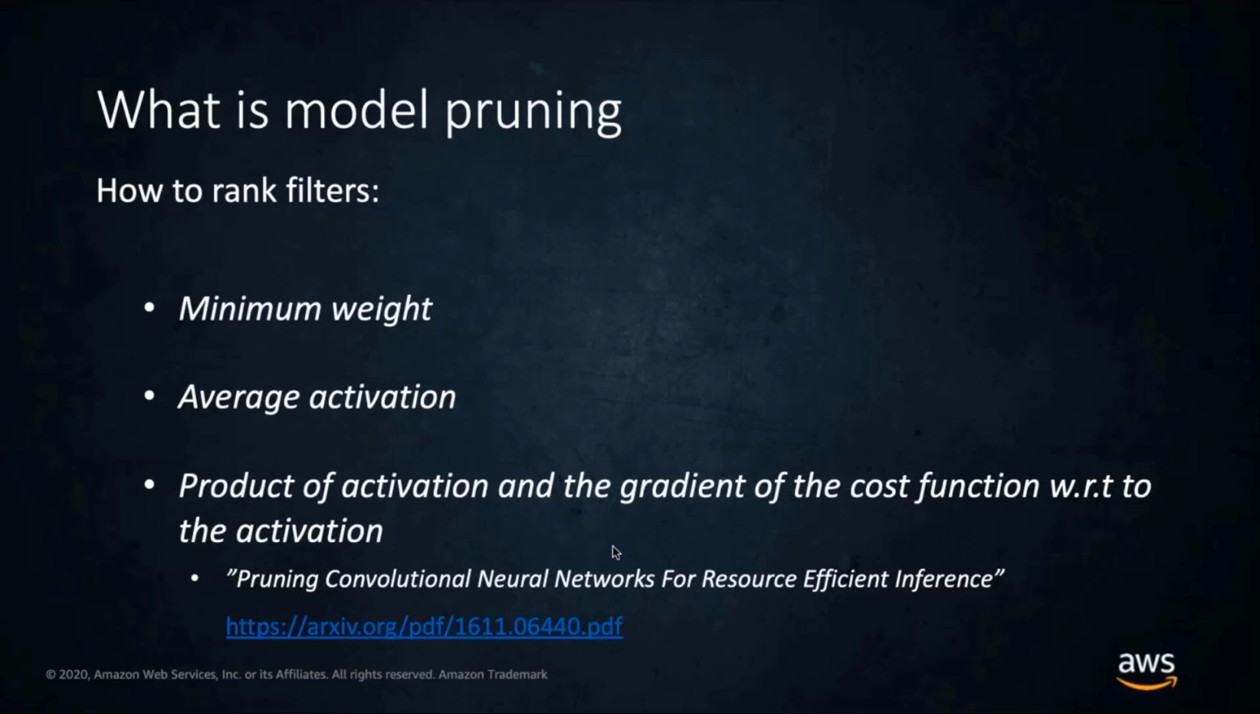What I'm going to show in the notebook is that I'm using the same method as described in the paper here, pruning convolutional neural networks for resource efficient inference. What they do is they take the product of the activation output and the gradient of the cost function with respect to the activation output. I don't want to go too deep into detail, but that's basically the method I'm using to rank the filters in the notebook later on.